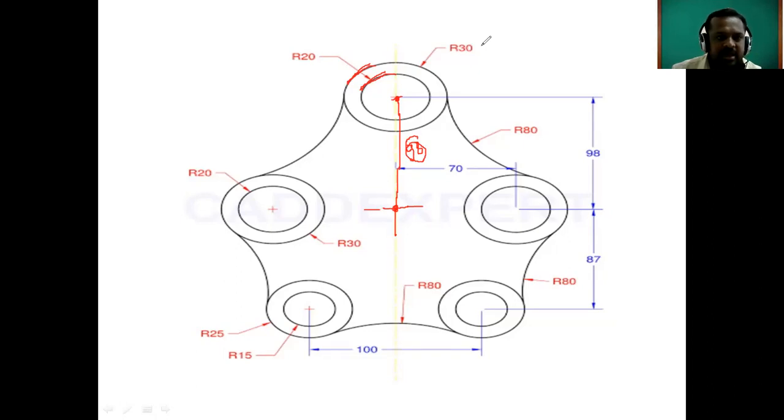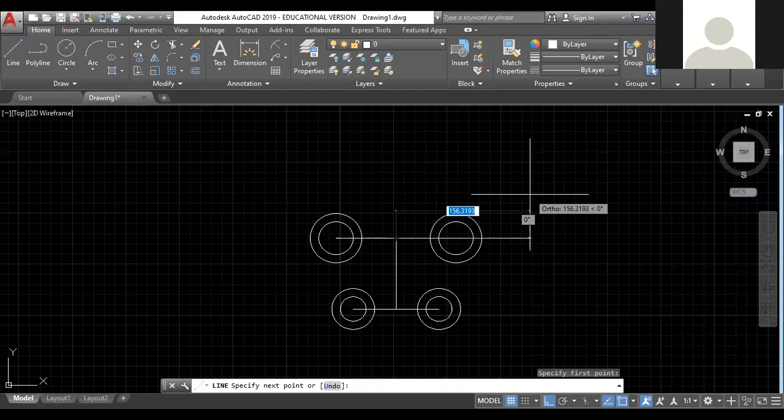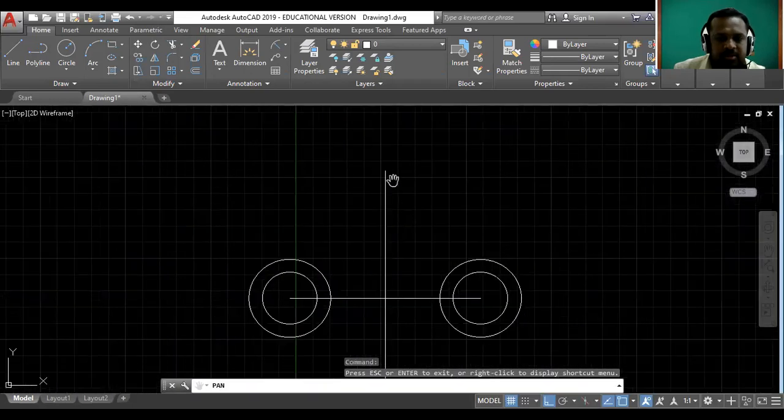Yes, please take the line from this line. Again, we have to draw a vertical line of 98, just one, half the 98. Take that line from this point, 98. Okay, enter, escape. Then we have to draw the circles.